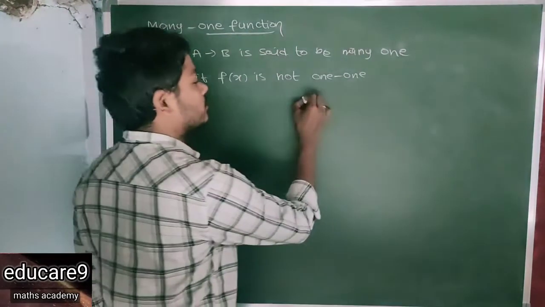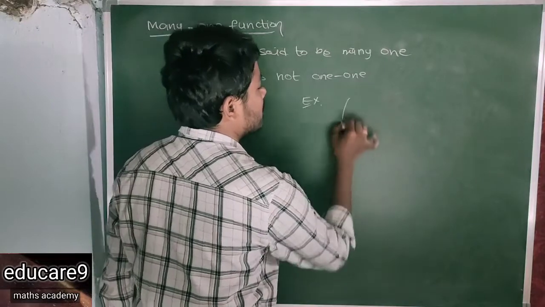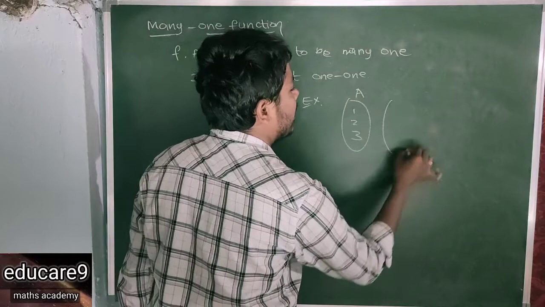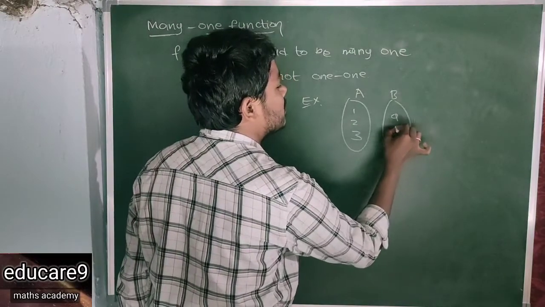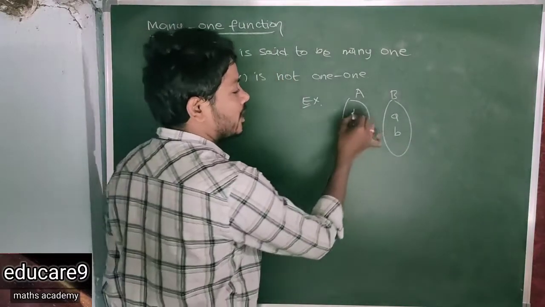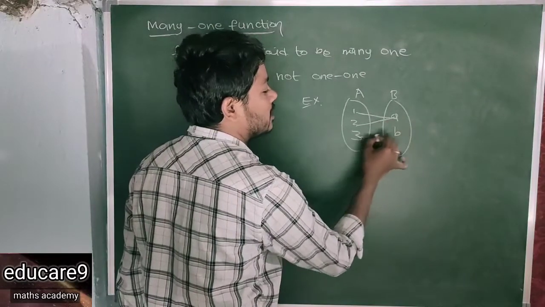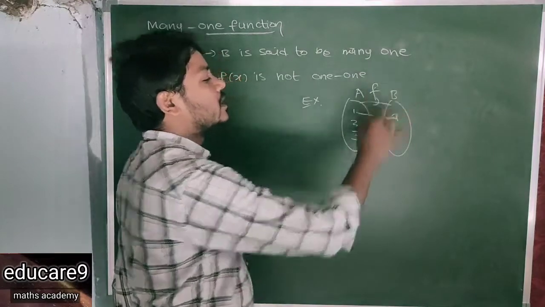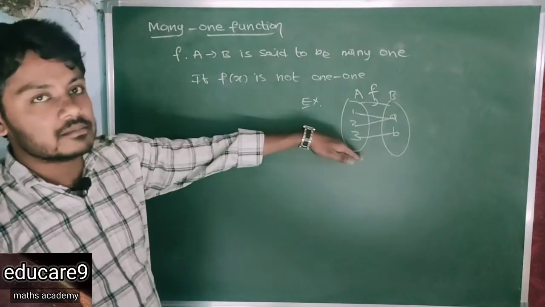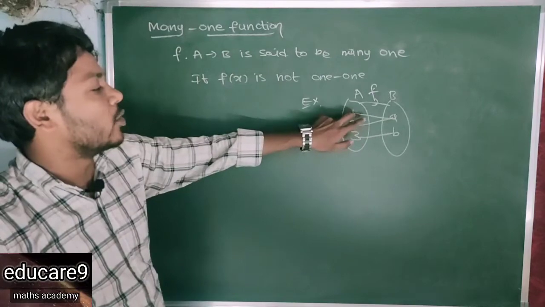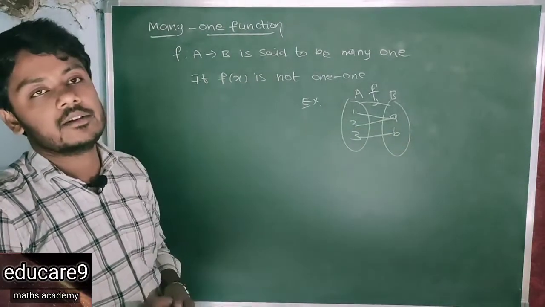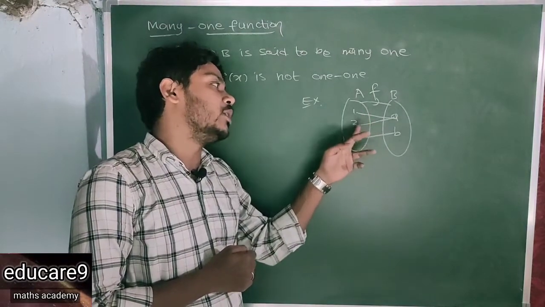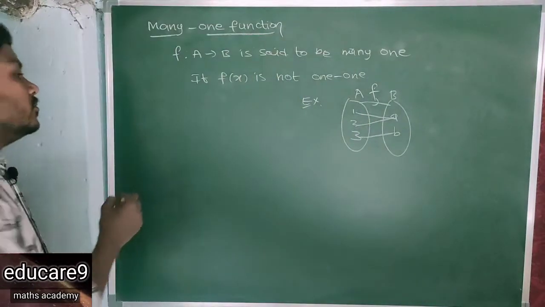So for example, A is the set with the elements 1, 2, 3 and B is the set with the elements a, b. Here 1 is mapped to a, 2 is mapped to a and 3 is mapped to b, and the relation is f. So clearly it is not one-one because both 1 and 2 have the same image. But this is many-one because both 1 and 2 have the same image. Now the formula.